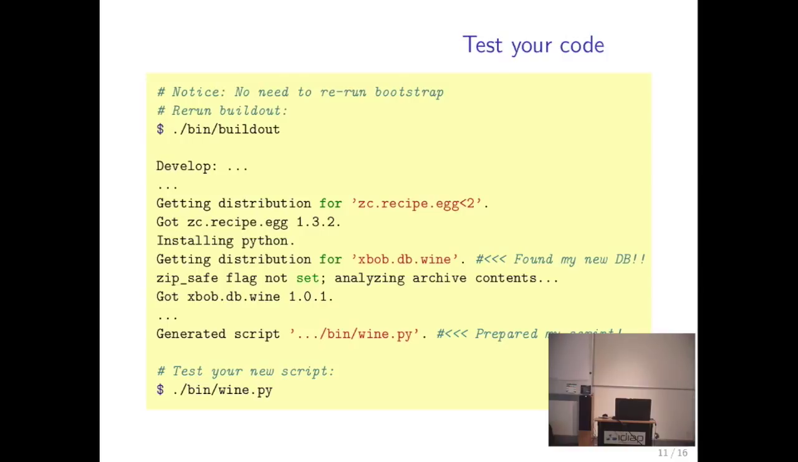Getting distribution for blah, blah, blah, and you're going to see here, getting distribution for xbob.db.wine. So it has found your package somewhere, and I'm going to talk about this somewhere later on, and installs it locally and makes it available for a script to run, okay? And then it generates your wine script. And you can now test it. Just run it. It should work.